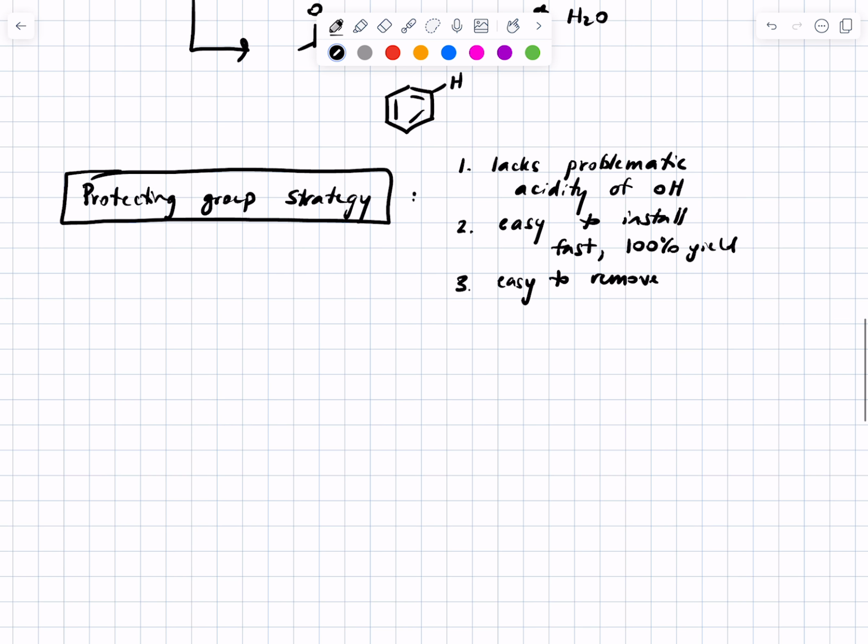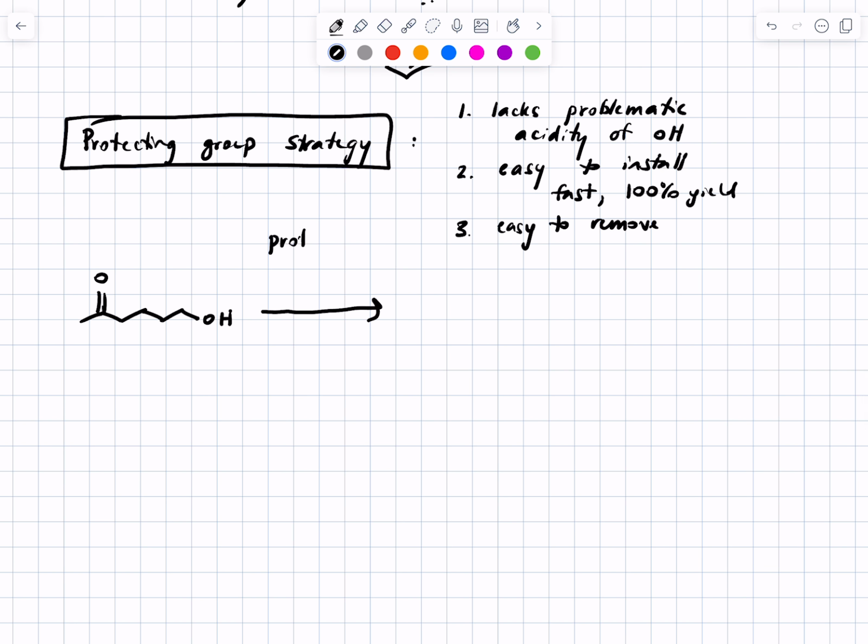So the strategy that we'll use for our alcohol. Oh, and I guess the other thing we could write, but I'm not going to write it down, is it can't interfere with any of the other functional groups in the molecule. So one strategy that works is the strategy of using a silyl ether protecting group.